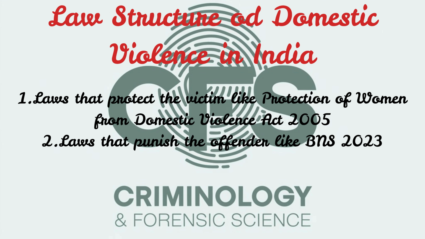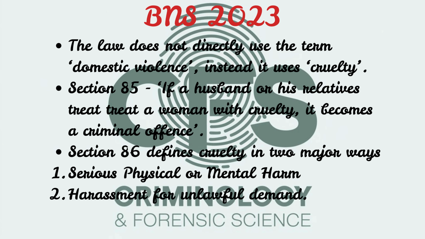Now let us understand domestic violence in terms of law structure. In India, domestic violence is handled through laws that protect the victim, like the Protection of Women from Domestic Violence Act 2005, and laws that punish the offender, like BNS 2023. Now let us focus on BNS 2023. The law does not directly use the term domestic violence. Instead, it uses the concept of cruelty. This means that the law focuses on the behavior and its impact rather than just the label.